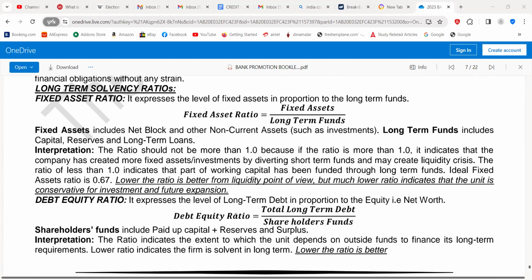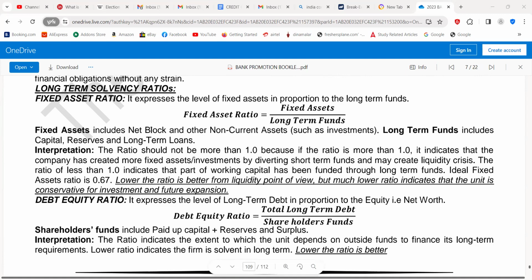Interpretation. The ratio should not be more than 1.0, because if the ratio is more than 1.0, it indicates that the company has created more fixed assets or investments by diverting short-term funds and may create a liquidity crisis. A ratio of less than 1.0 indicates that part of the working capital has been funded through long-term funds. The ideal fixed asset ratio is 0.67. The lower the ratio, the better from a liquidity point of view, but a much lower ratio indicates that the unit is conservative for investment and future expansion.